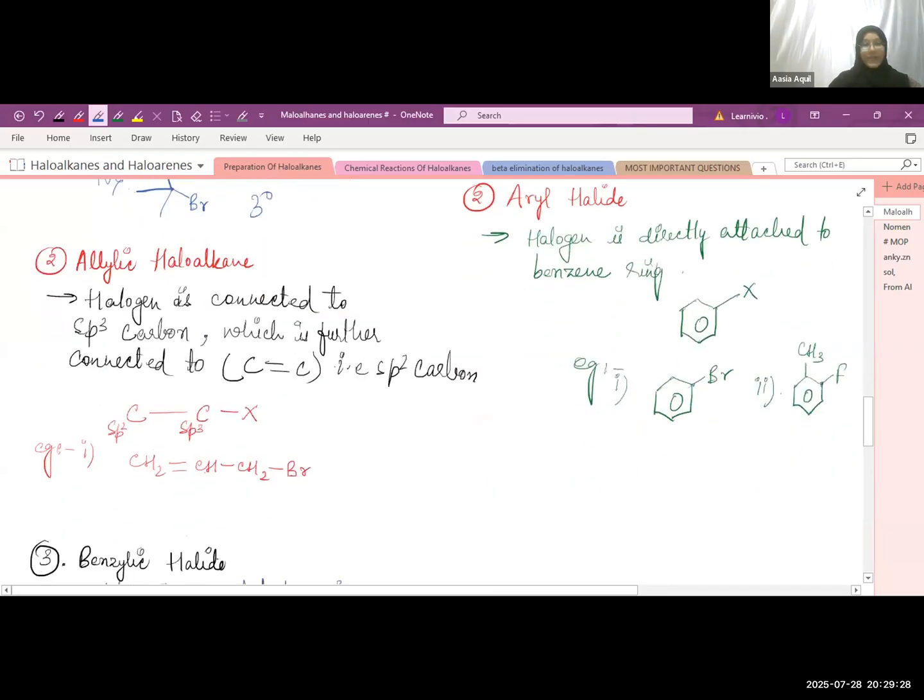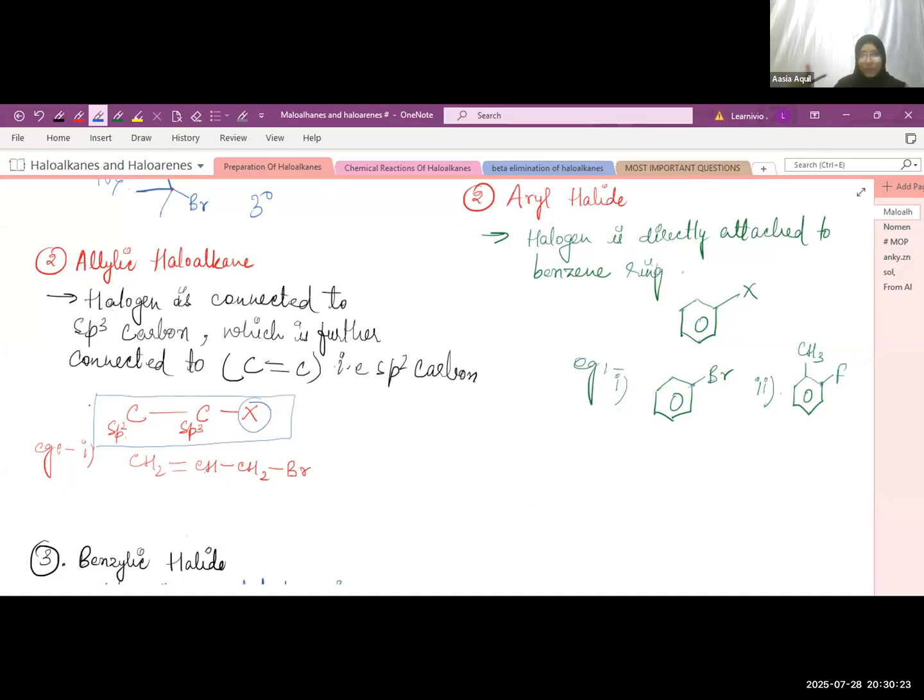Now again, the second type is allylic haloalkene. This is again a type where the halogen is directly attached to an sp3 hybridized carbon. Now see what allylic haloalkene is. The halogen will be connected to an sp3 hybridized carbon, but this sp3 hybridized carbon is further connected to an sp2 hybridized carbon. Suppose this is your halogen group, directly attached to an sp3 hybridized carbon, which is further attached to an sp2 hybridized carbon. Whenever you see this type of arrangement, you tell that it's an allylic type of haloalkene.